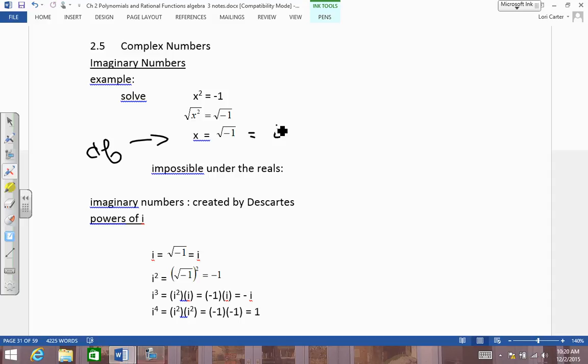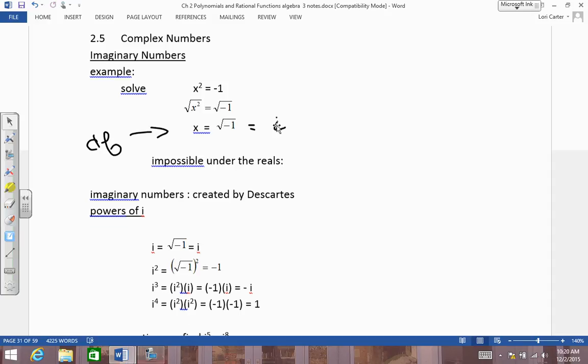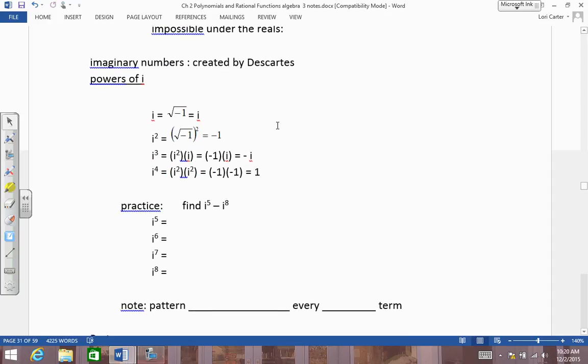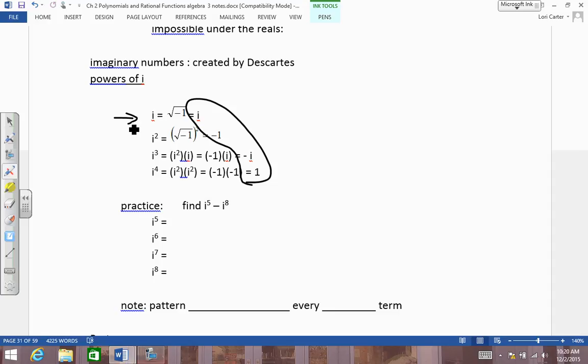There's a pattern to imaginary numbers, and you have to know what it means. Descartes is the one who invented them. He's actually crazy too. You can look him up if you want. By definition, i is the square root of negative 1. That one has to be memorized.